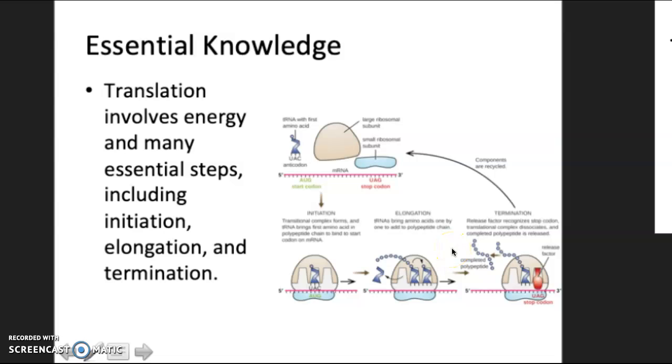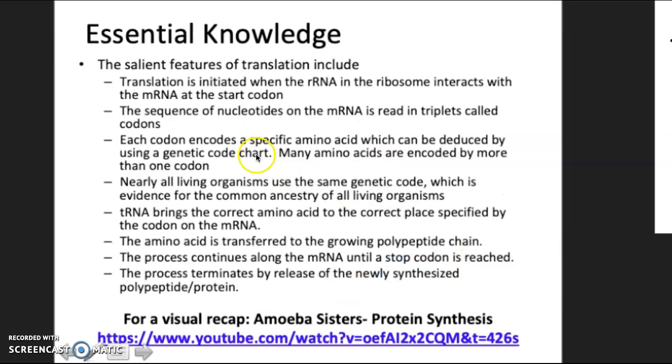All right, so the last slide here is sort of a recap of everything we talked about. Oh, sorry, not the last slide, but this is a recap. Features of translation. It's initiated when ribosomal RNA in the ribosome interacts with the messenger RNA at the start codon, so that's initiation. The sequence of nucleotides on the messenger RNA are read in triplets, which are called codons. Each codon encodes a specific amino acid, which can be deduced using the genetic code chart that we did in the biozone the other day. Many amino acids are encoded by more than one codon.